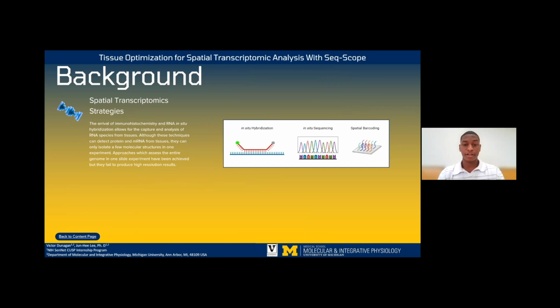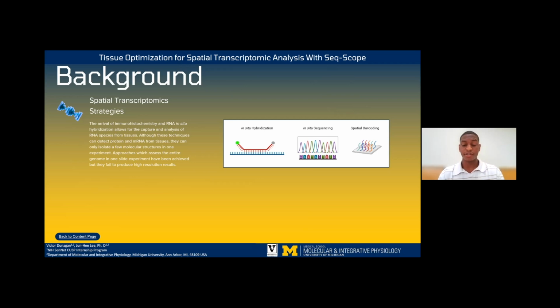So for a little bit of background, spatial transcriptomics is a molecular profiling method that is used for mapping gene expression in tissues. And initially, when this was first discovered, earlier methods were able to capture RNAs and see what genes were being expressed in the tissues, but they weren't able to do this as efficiently, as they weren't able to sequence the entire genome within one experiment.